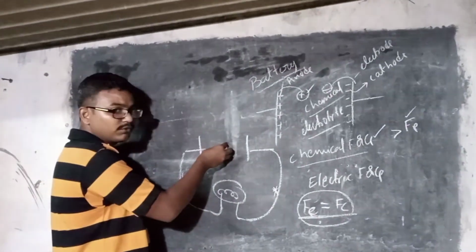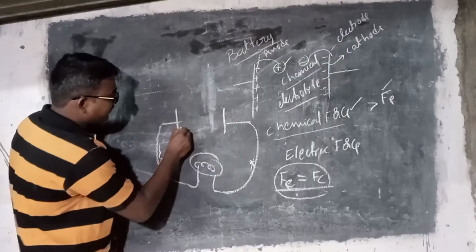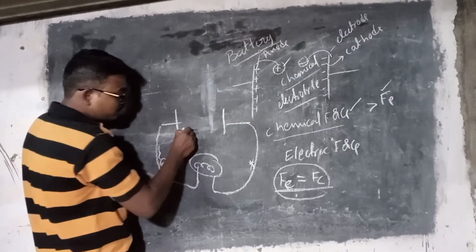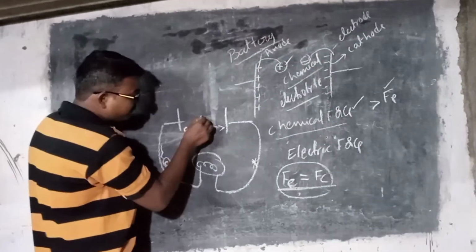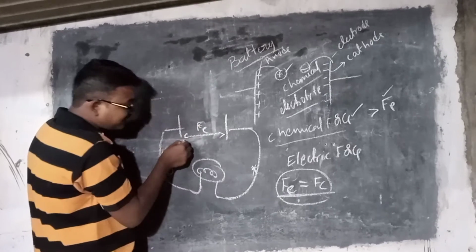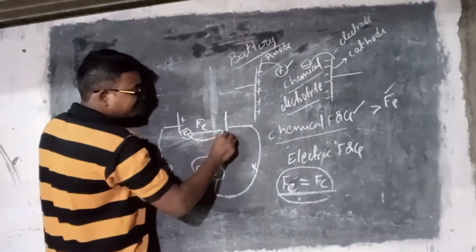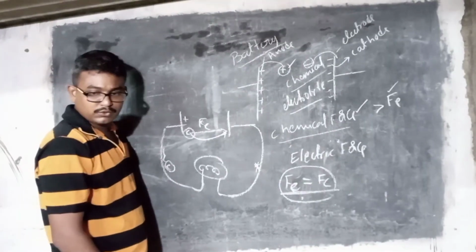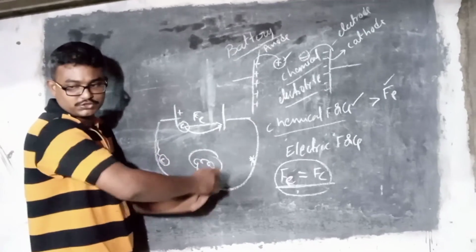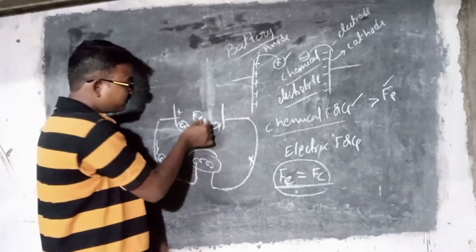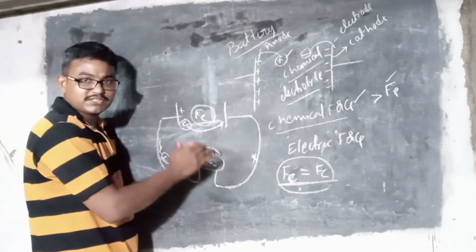The chemical force moves these negative ions, the electrons, to the positive terminal. So the chemical force moves the negative ions from the positive terminal to the negative terminal. In this process the electric force is discharged. Through this way the chemical force discharges.